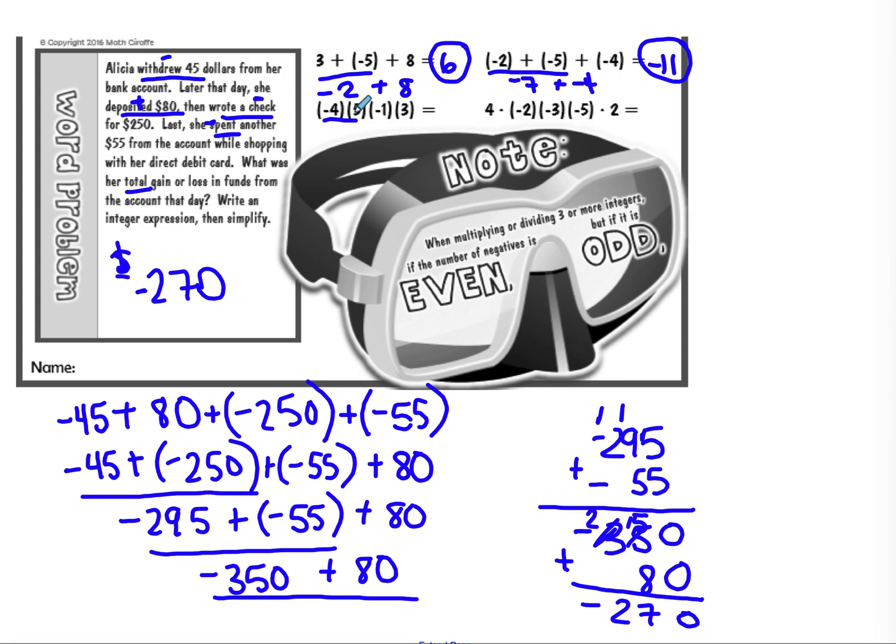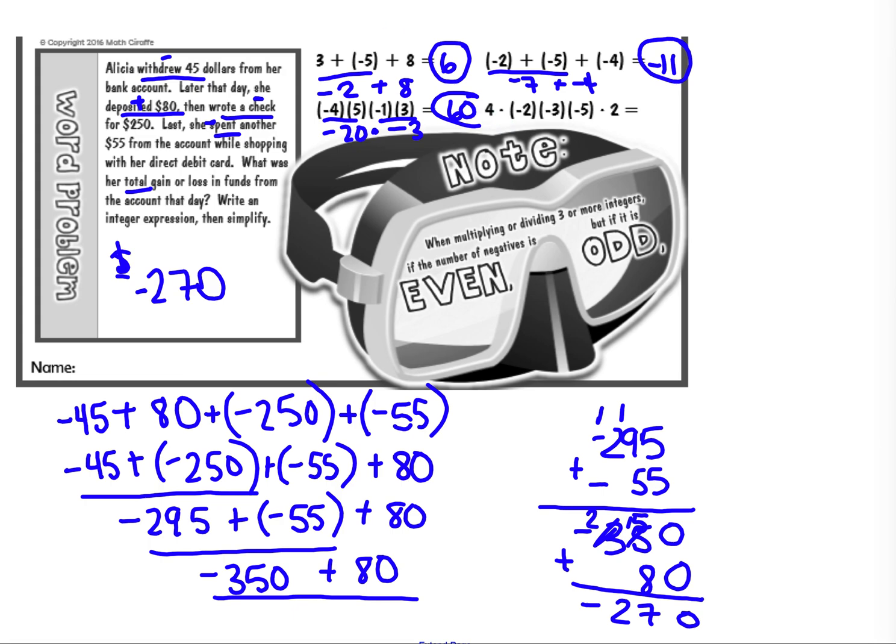All right, so I'm going to multiply negative 4 times 5. That's going to be negative 20. Times, and then I'm going to go ahead and multiply these two. Negative 1 times 3 is negative 3. Now I've got 2 negatives that I'm multiplying together. So now I have the same sign. My final answer is going to be positive. Negative 20 times negative 3 is going to give me a positive 60.